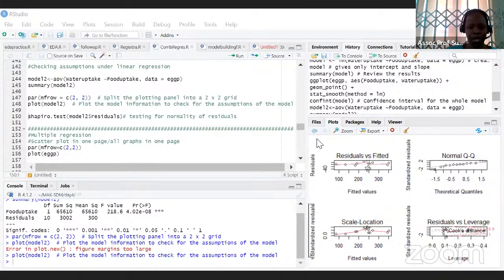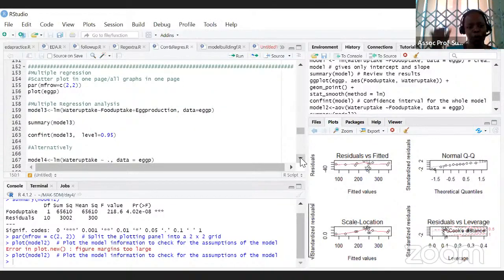Okay, let's go ahead and talk about multiple regression. We said multiple regression occurs if you have a response and more than one independent variable. We are still going to use our egg data, but now adding egg production. So we are going to model water uptake as a function of food uptake and egg production. Okay, so that is line 159.